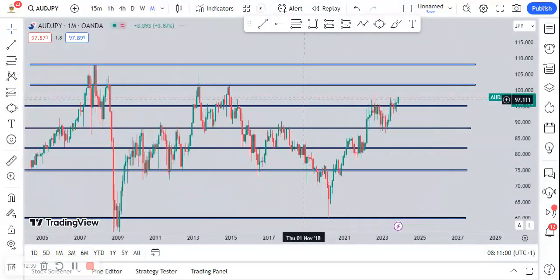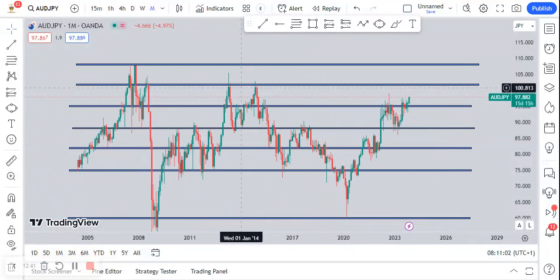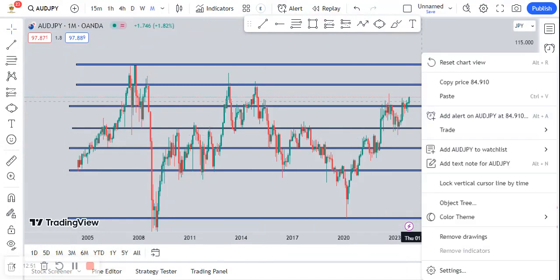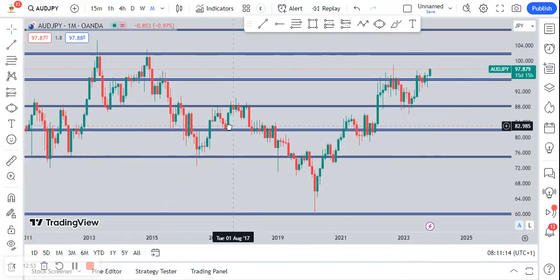If I zoom out, you see how the market has reacted to this zone. It has a double top from here. So technically, the monthly time frame is coming to this zone. But before we get here, you have to observe other minor zones on the market.